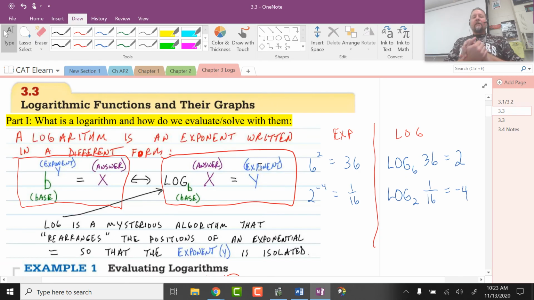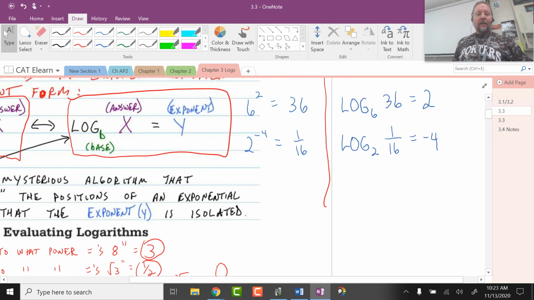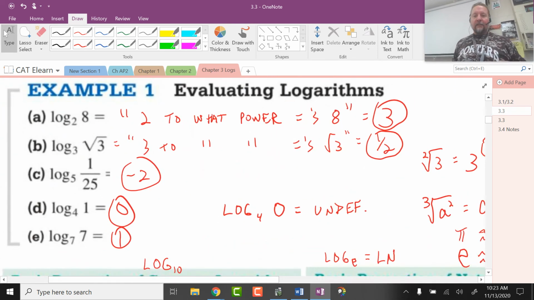Okay, so logarithms are a different way of writing an exponent. You've got to know the positions of what a logarithm is. Log base 6 of 36 equals the exponent. Either you know it or you don't. There is no "I don't get it" in logarithms; you just got to do it. That's why log base 2 of 8 is 3, because 2 to the third equals 8. That's why the second one is a half.